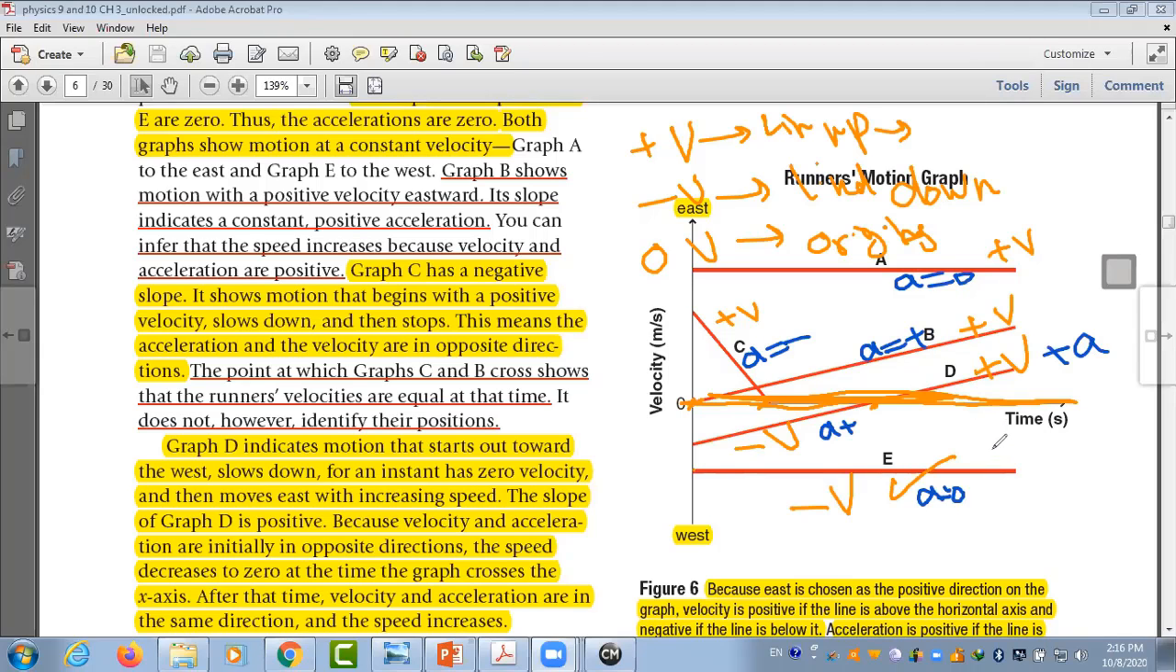Everything is okay? Did you understand why velocity is positive and why velocity is negative? Yes. When is velocity positive? When it goes up from 0. Excellent.